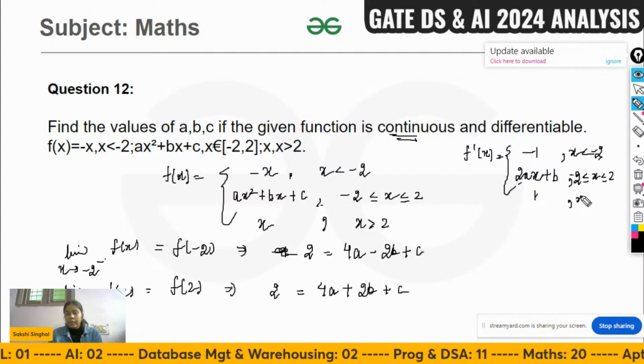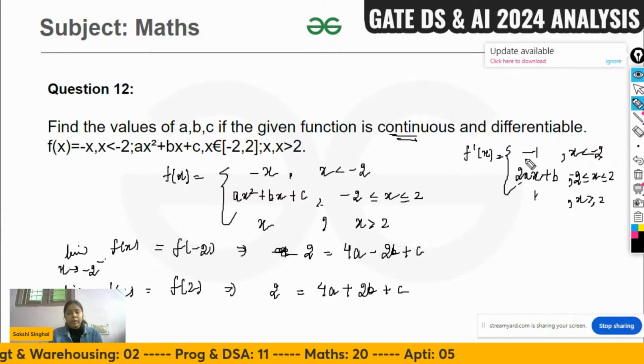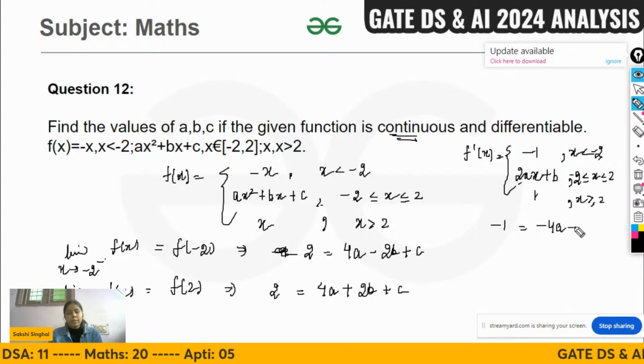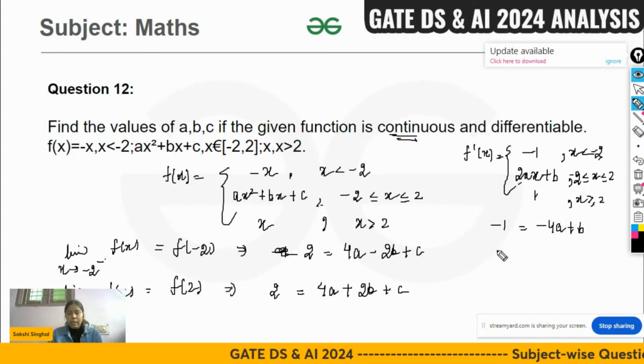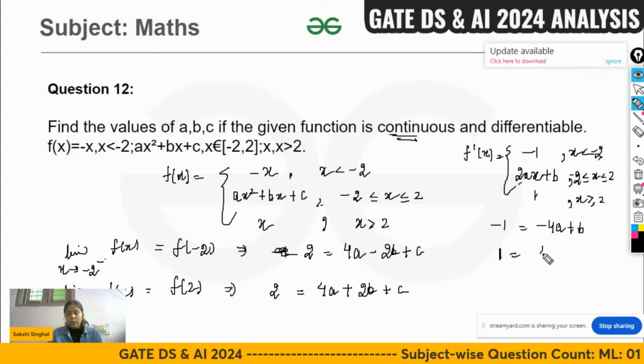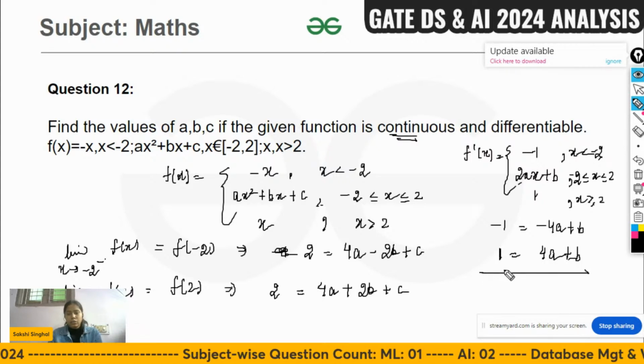And I can write down here x is greater than or equal to 2. So can I get two equations from here? The left hand limit would be minus 1 is equal to minus 4a plus b, right? Because again I have to find the differentiation. So the differentiation function would be continuous, and one equation would be 1 is equal to 4a plus b. Right, now let's solve these two equations.